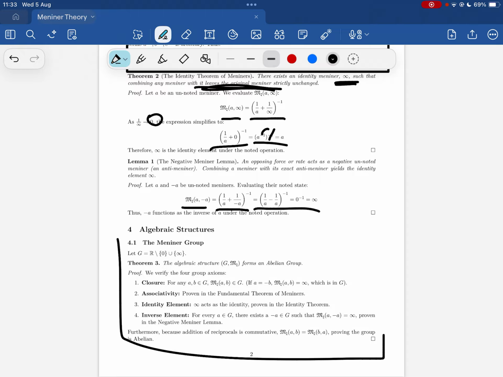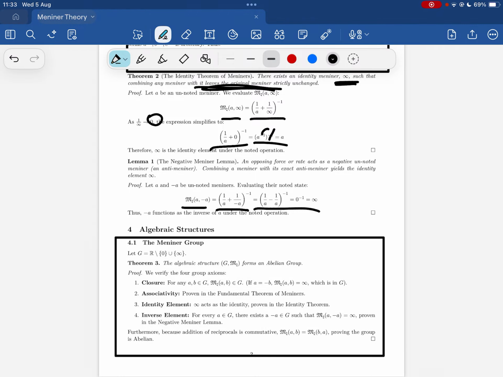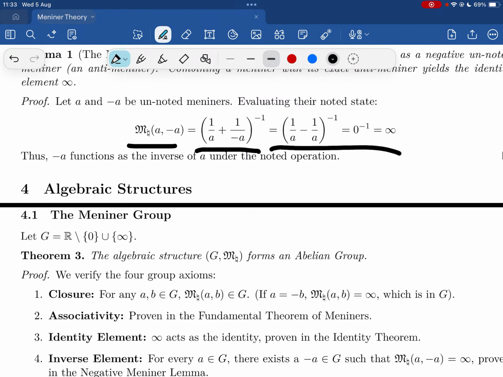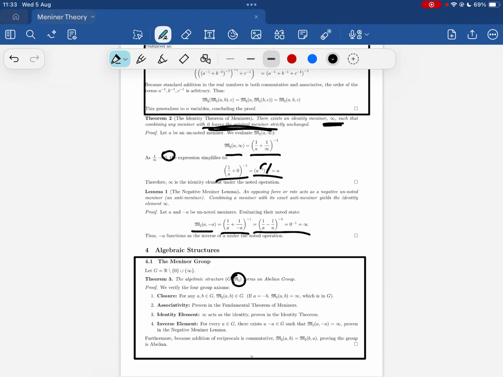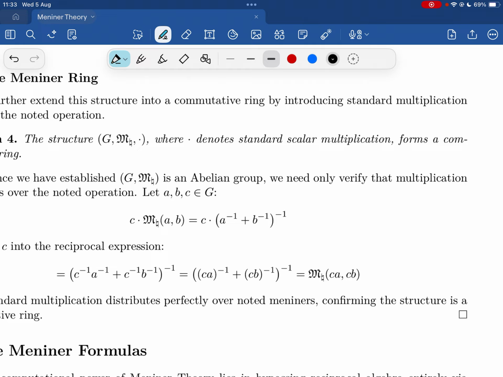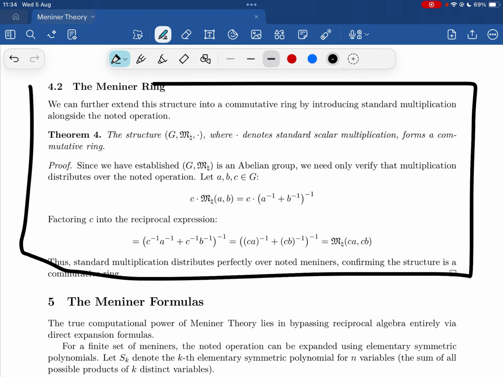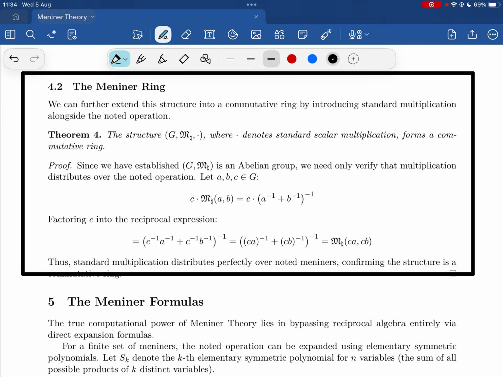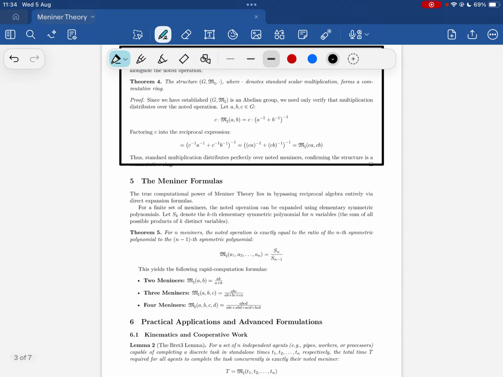And here we can define a noted Meniner group, which is closed by the noted operation, which, again, we will not show here as it is not that important for Olympiad or SAT problems. It is useful, however, for discovering new theorems because most theorems are based off the fact that this group and ring exist. Similarly, we can prove that the noted operation has a ring. Again, we will not show this here. Feel free to discover it for yourself.